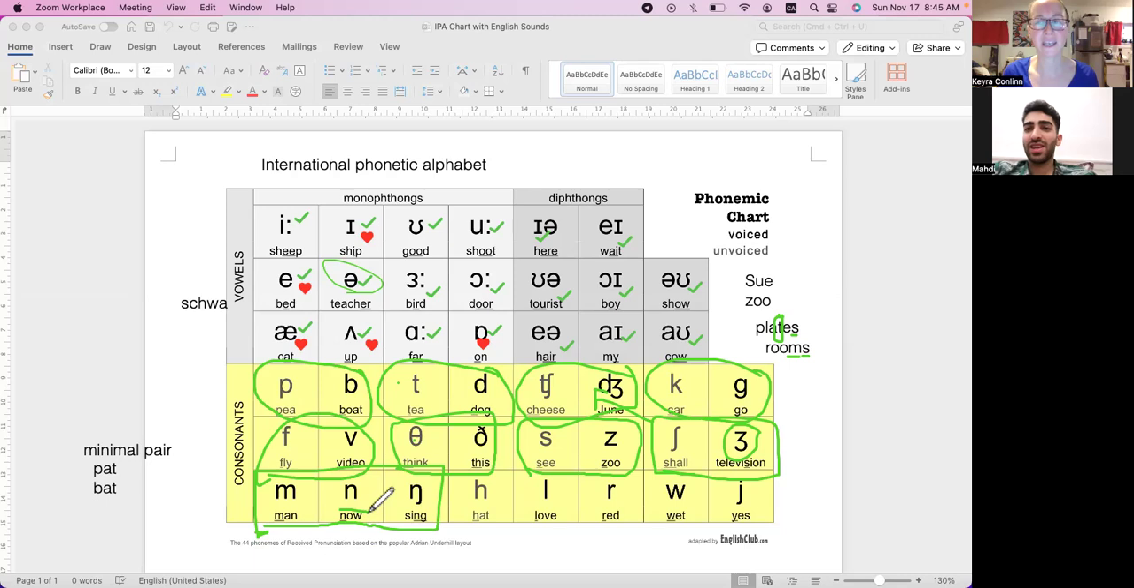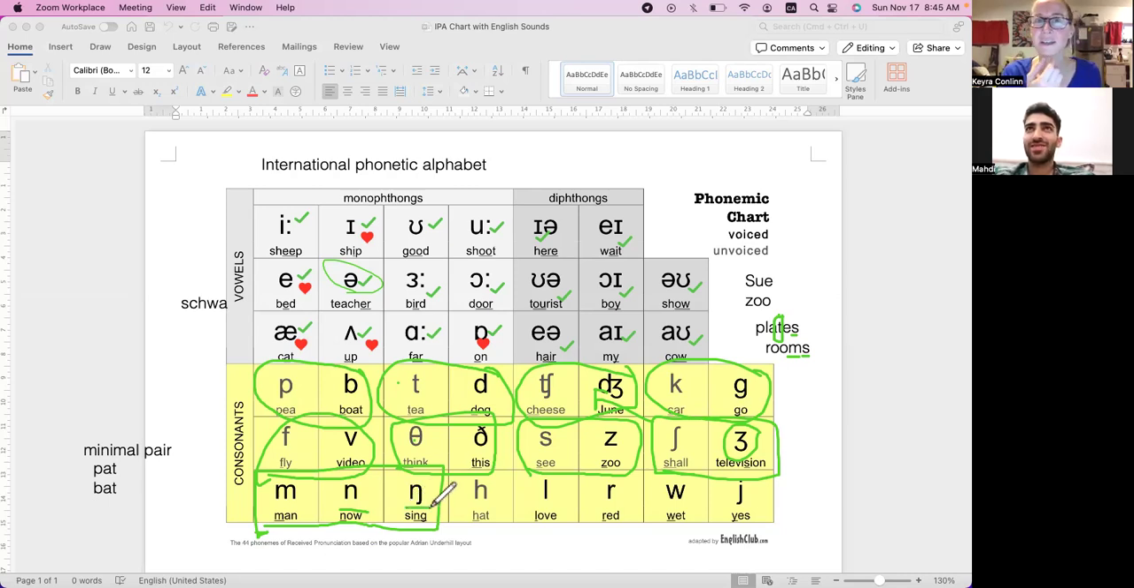The N sound. Your mouth is open. Your tongue is in the middle of the upper part of your mouth. Like we make this when somebody goes no, no, no, no, no.